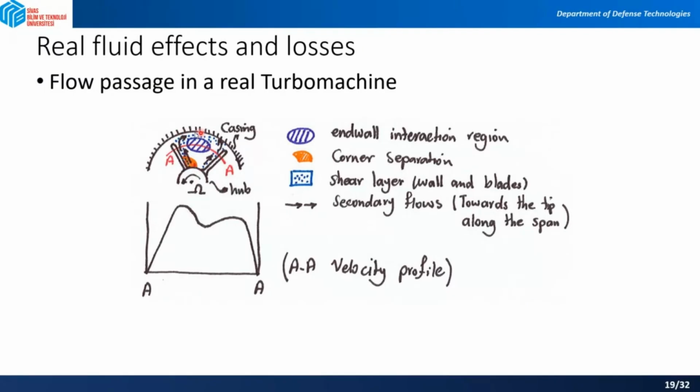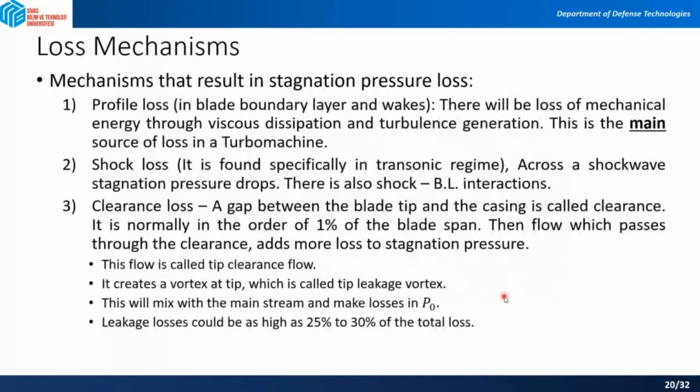So they are looking like this. And if you just take a profile and you see the velocity profile, it's not constant, and it is changing like this. It's a typical representation of the velocity across AA, as you can see. So we will come to this in a moment.